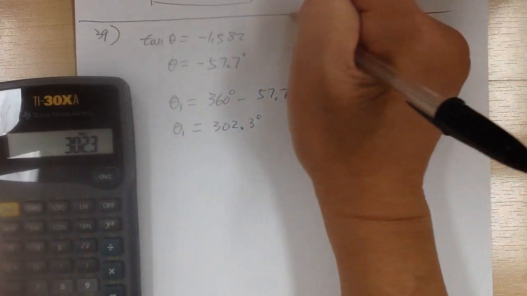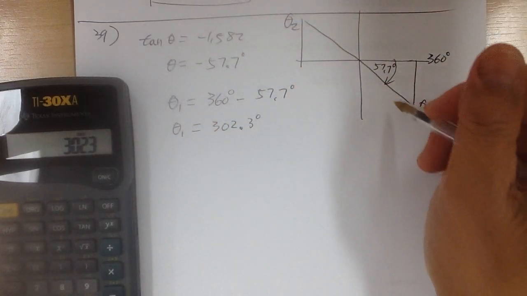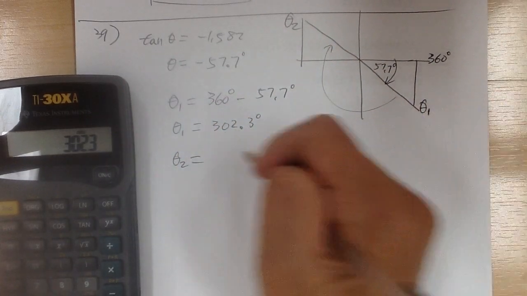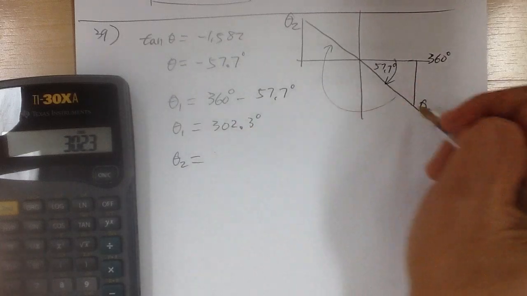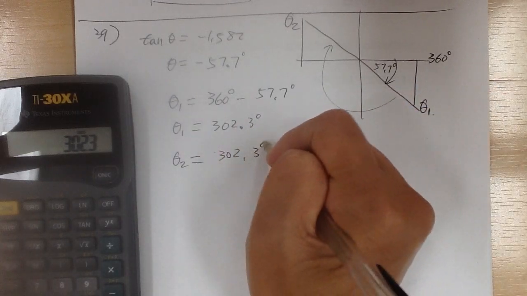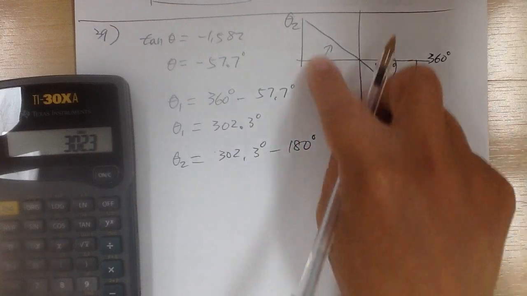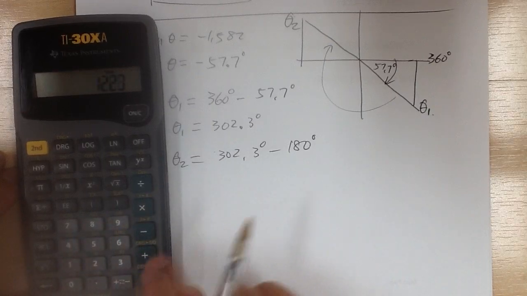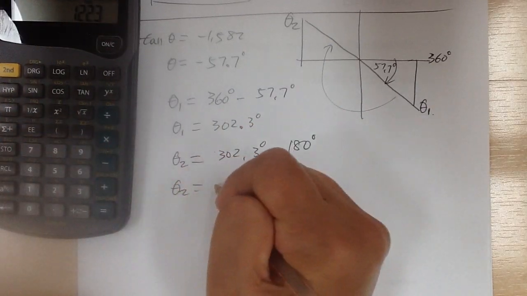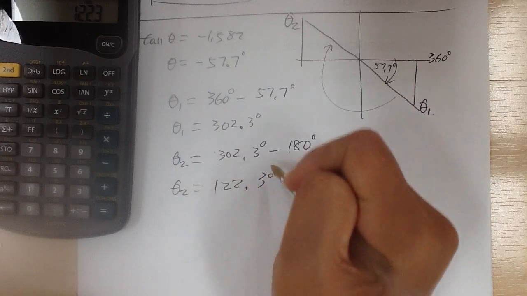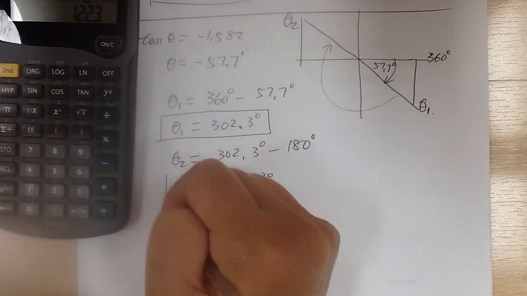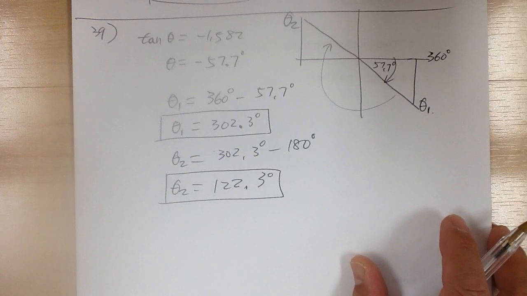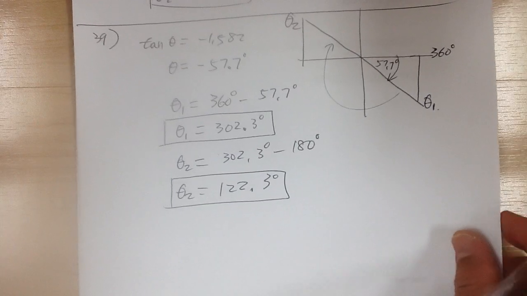Now to figure out your theta 2, you have to keep going. You have to go another 180. So theta 2 equal to theta 1, equal to 302.3 degrees minus 180, because you have to keep going to get theta 2. So theta 2 equal to 122.3 degrees. Okay, let's go to the next one.